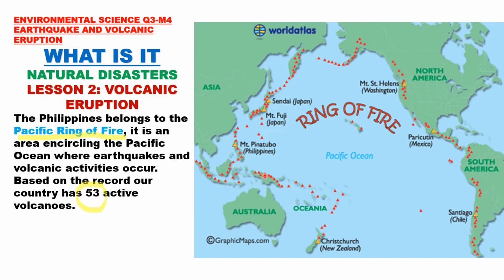This picture shows us the Pacific Ring of Fire. Around the Pacific Ocean, there are plenty of places where earthquakes and volcanic activities occur. These small red triangles in our illustration show the different active volcanoes that are located around the Ring of Fire. Our country, the Philippines, also has plenty of active volcanoes. Based on the record, we have 53.